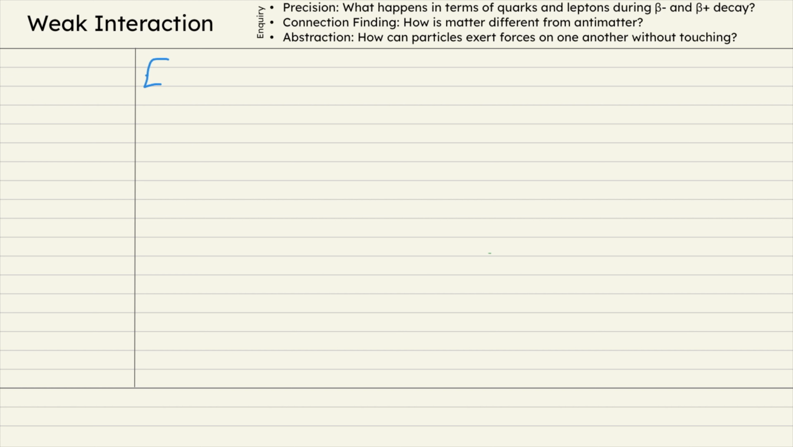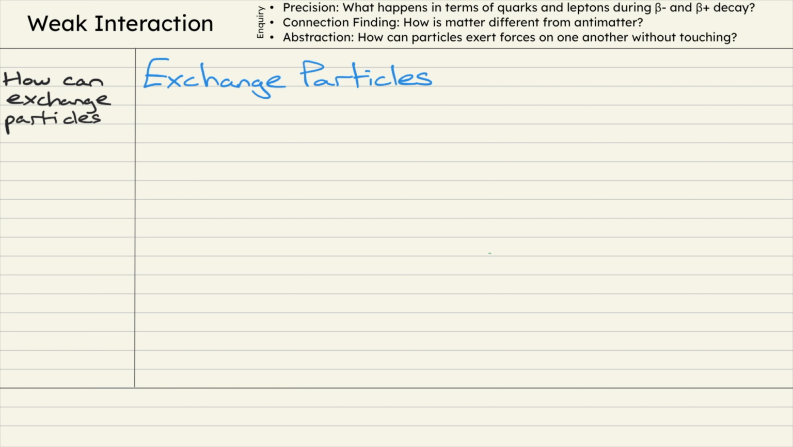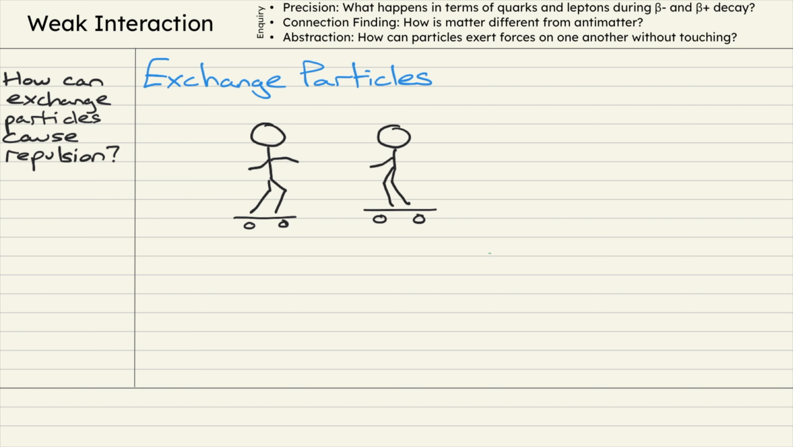So, exchange particles, what are they? And how can we use them to explain a repulsive force? Well, imagine you are standing on a skateboard. You have a friend who is standing on another skateboard, maybe 2 meters away from you. So that means you can't reach one another to touch, not even with a stick. So how could you push your friend away from you? It's quite a tough question. I'm going to give you a big clue in a moment, so if you're still thinking, pause.